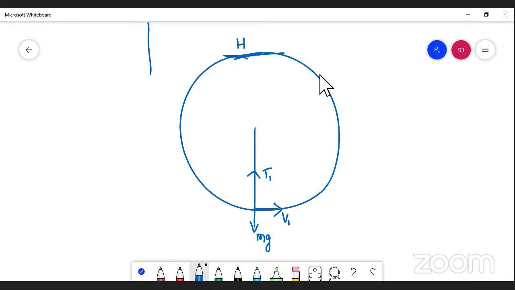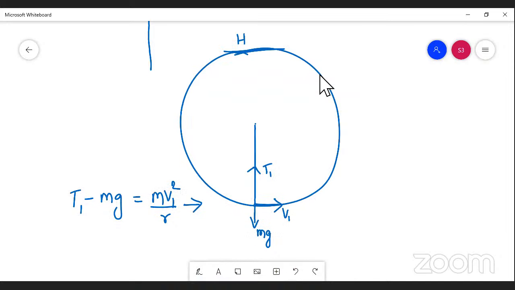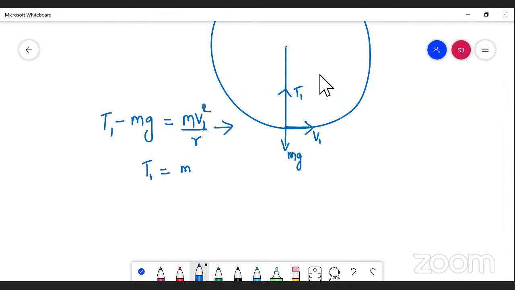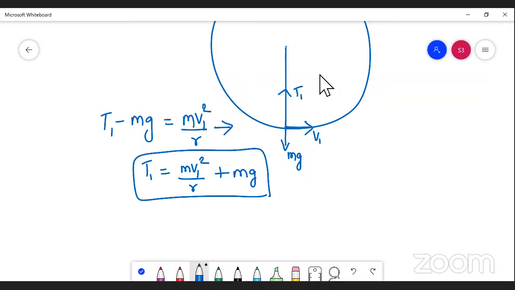T1. So what is the net force acting at this position? The net force is the tension T1, and the opposite direction force is minus mg, which is equal to the centripetal force mv1 square divided by r. This is the equation, basic information. So T1 is equal to mv1 square divided by r plus mg. This is the tension in the string at the lowest point, the T1 value.